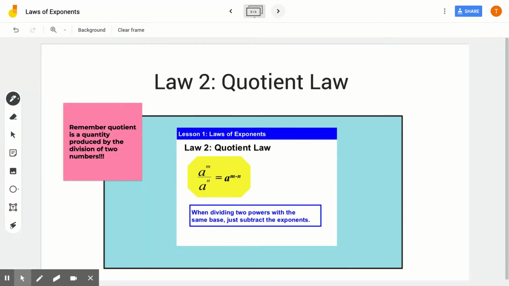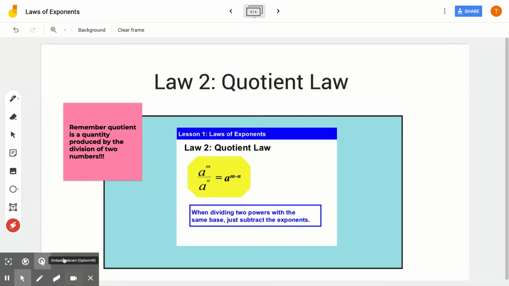Okay, so the quotient law. Anytime we're talking about a quotient, remember that's a quantity that's produced by the division of two numbers. So quotient always means that you are dividing. So when dividing two powers with the same base, and when they say the same base, that means this has to be exactly the same. You can't do it unless it's the same. You're just going to subtract the exponents. So you just come over here and put your one common base, and then you put m minus n.